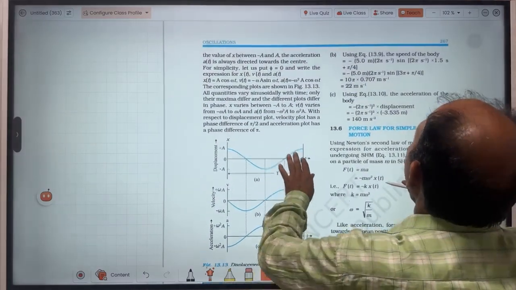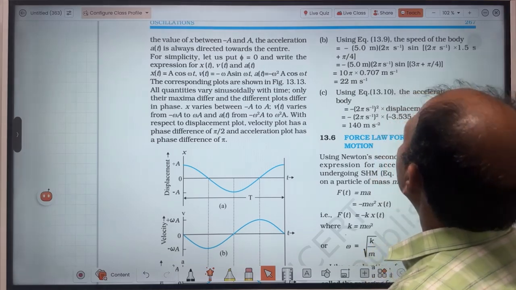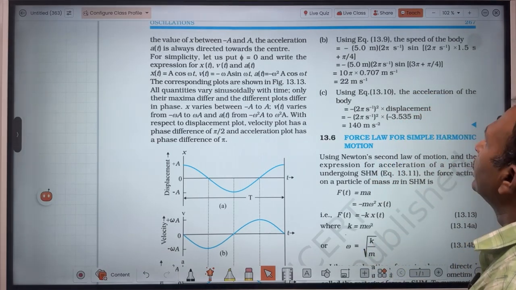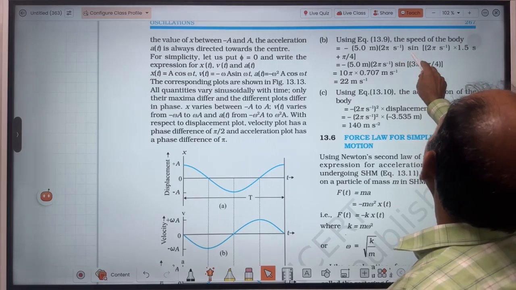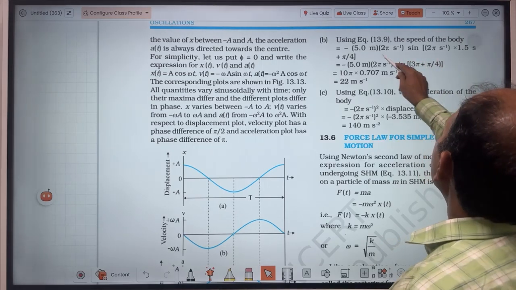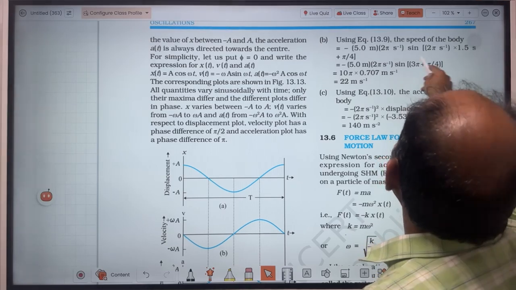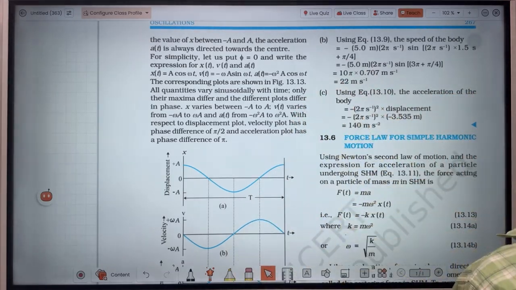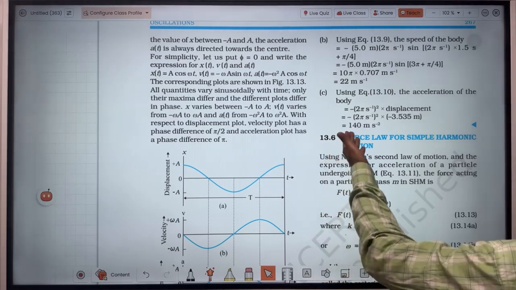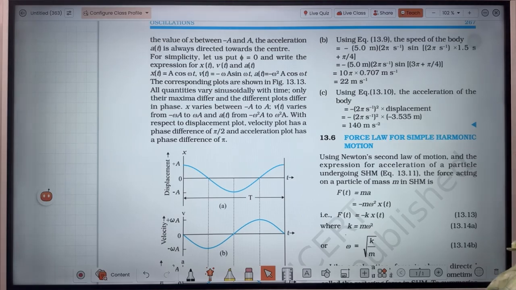Then we consider the second part. Here, in the second part, we have to write the equation for speed. As I told you, you have to differentiate it. When we differentiate, we get omega in front, and then everything you can put. So 5 times 2 pi into sine of this. After putting the values, we will get velocity as 22 meter per second. Similarly, acceleration we can double differentiate, and after putting the values we will get 140 meter per second square.